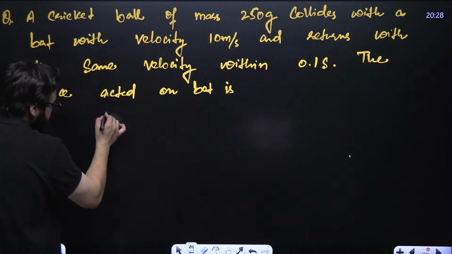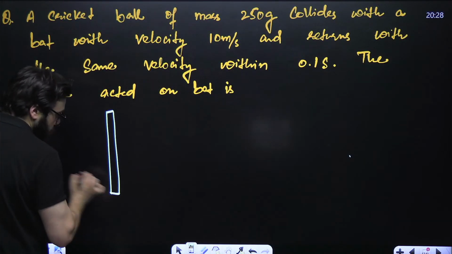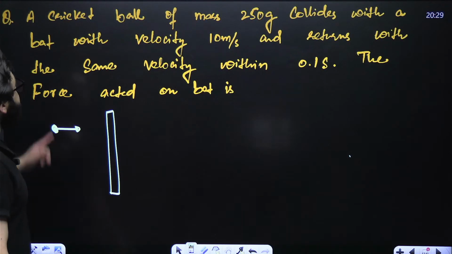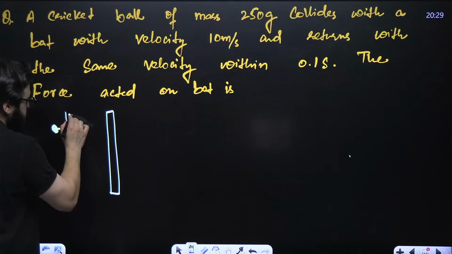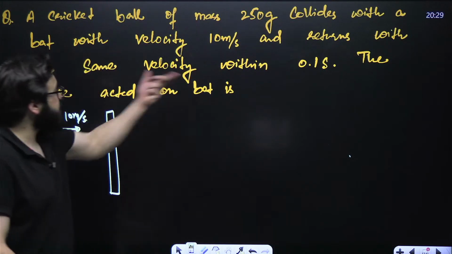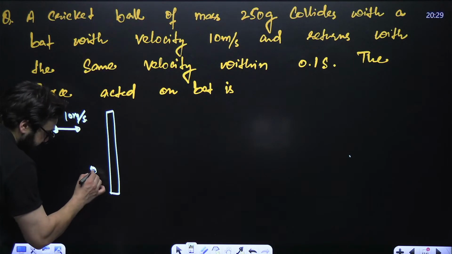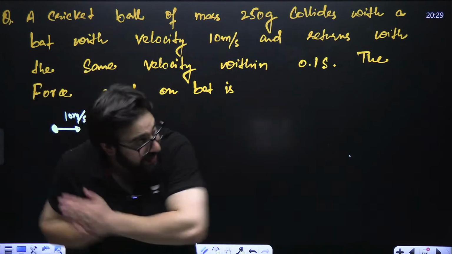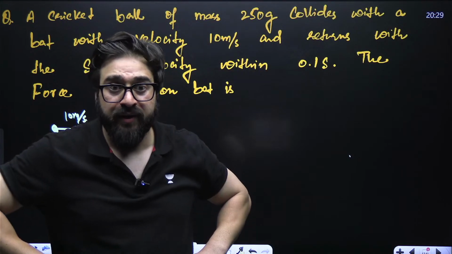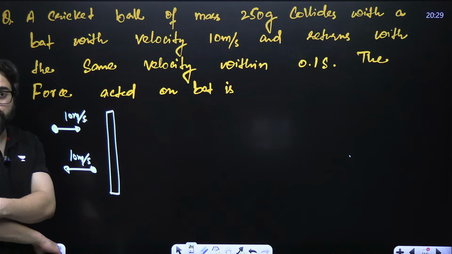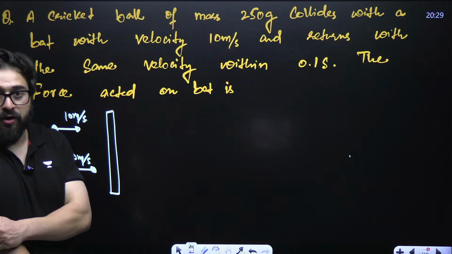Let's suppose this is a bat, and there is a cricket ball. It collides with the bat at 10 meters per second, and returns with the same velocity, 10 meters per second.